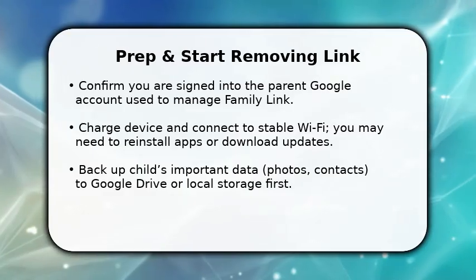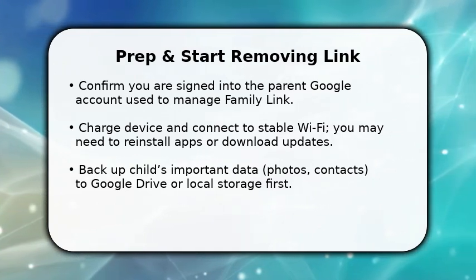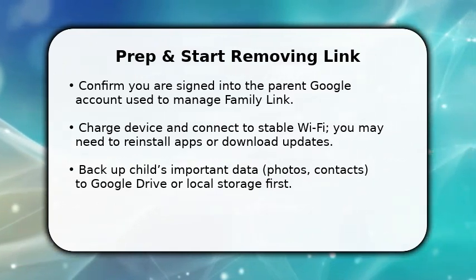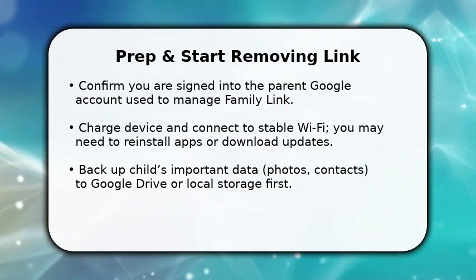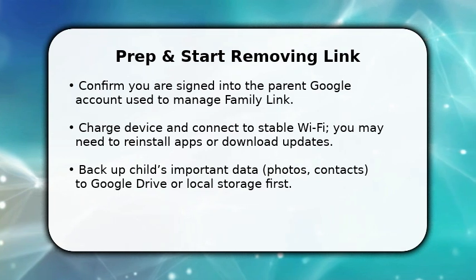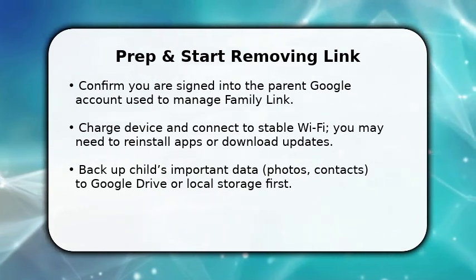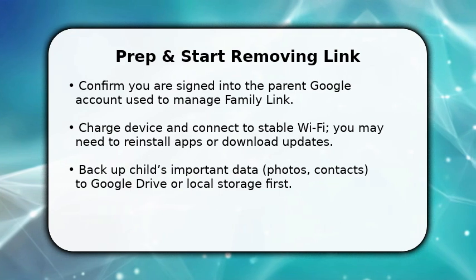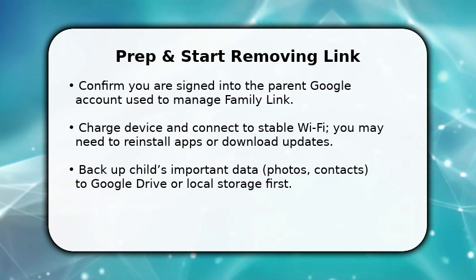You start by confirming you're signed into the parent Google account that created the Family Link profile. This is required to change supervision. Next, make sure the child device and parent device are charged and on stable Wi-Fi so nothing times out during verification. Back up any photos, contacts, or app data to Google Drive or locally, because removing supervision can change access.